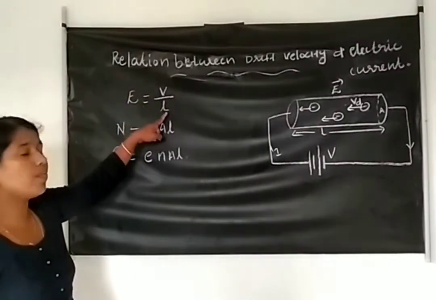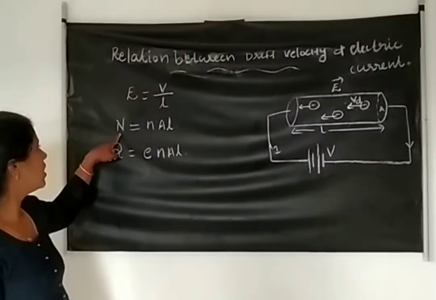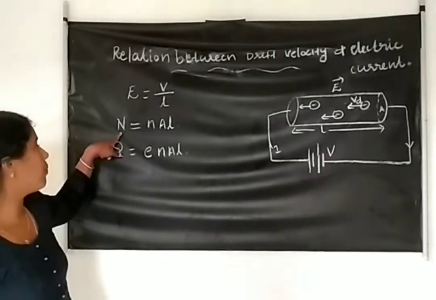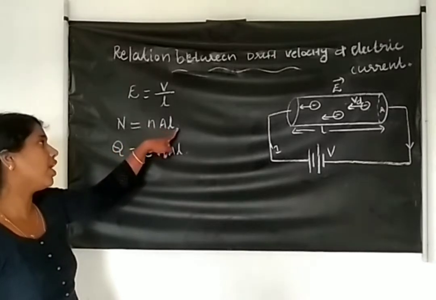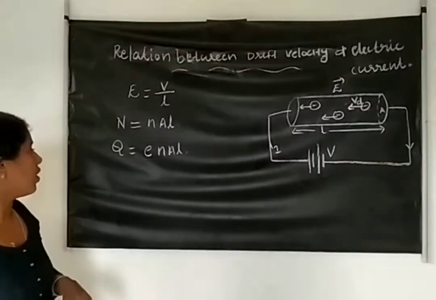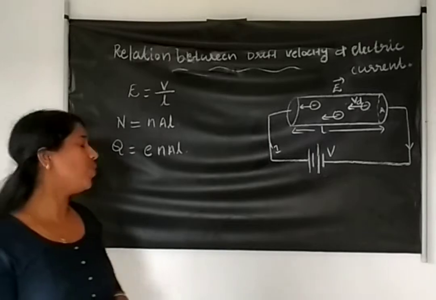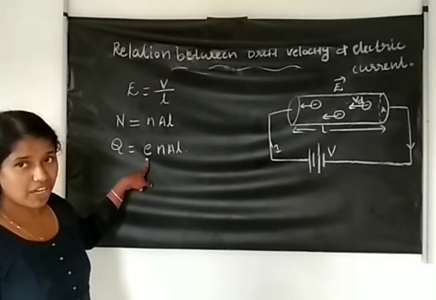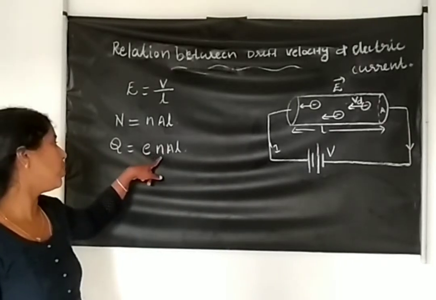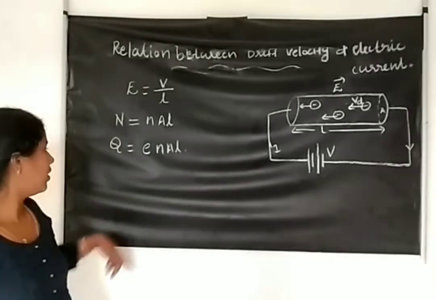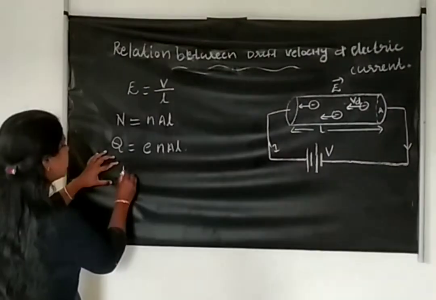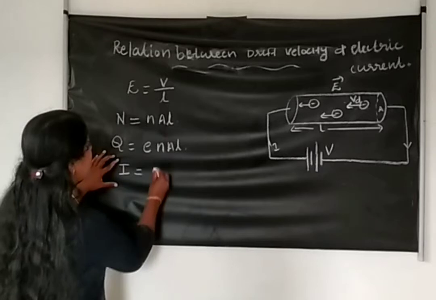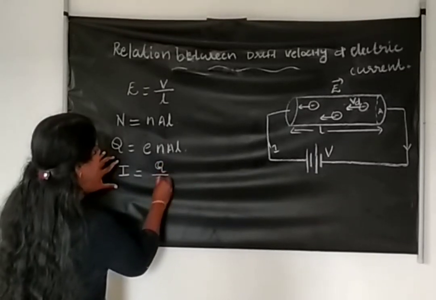E = V/L. Next, N is the total number of electrons, N = nAL. The total charge is e into nAL, where e is the charge of a free electron. Then our aim is to calculate I. Current I is equal to charge Q divided by t.